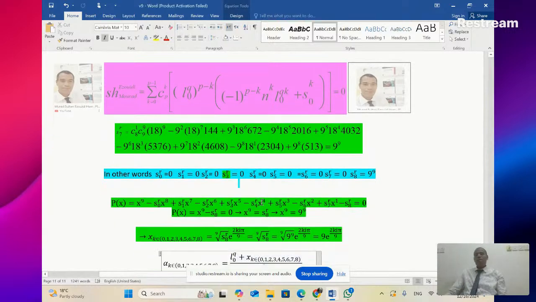Now, my kids, we summarize. In other words, S0 is 0, S1 is 0, S2 is equal to 0, S3 is equal to 0, S4 is equal to 0, S5 is equal to 0, S6 is equal to 0, S7 is equal to 0, S8 is equal to 0. Okay?